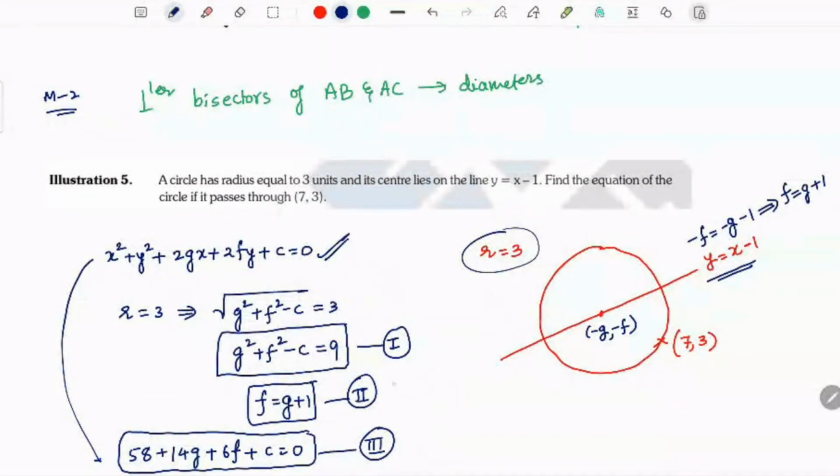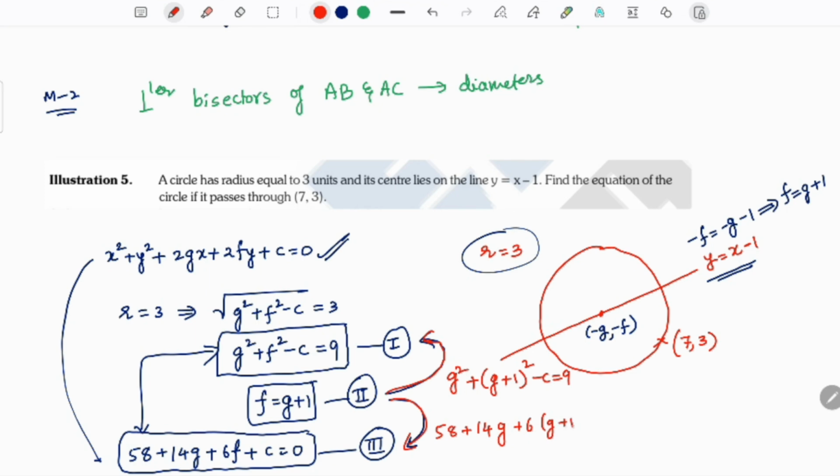First, what can be done in this question? You can remove f by substituting g plus 1 in the equations. In the first equation and third equation, put f is equal to g plus 1. So you get 2 equations which contain only g and c. What I'm saying, substitute this in the first equation, you will get g square plus (g plus 1) whole square minus c is equal to 9. And here you get 58 plus 14g plus 6 times (g plus 1) plus c is equal to 0.